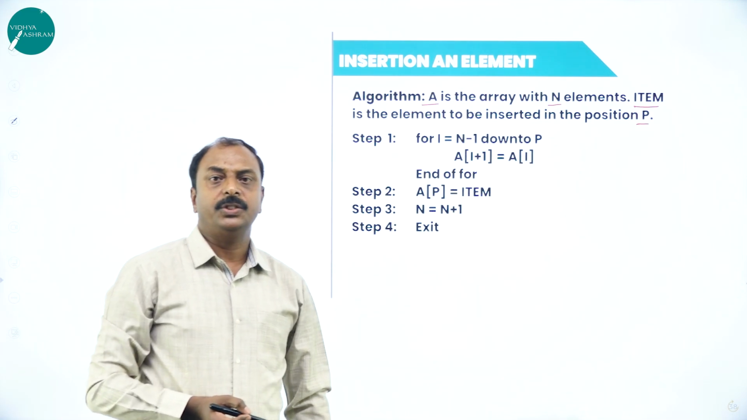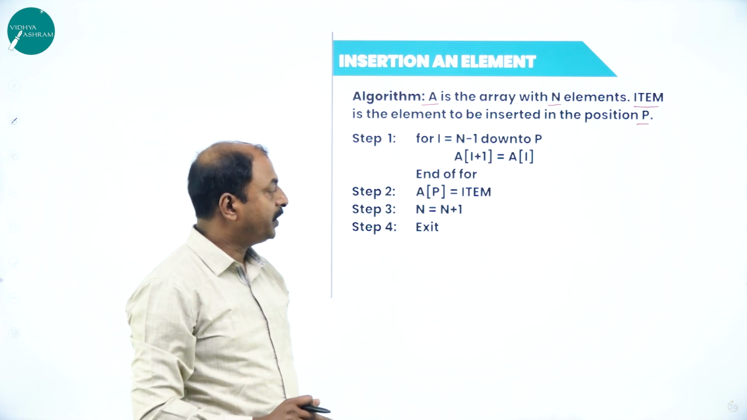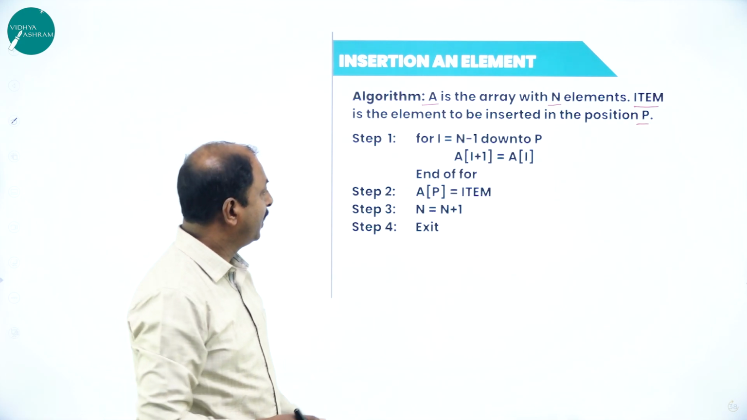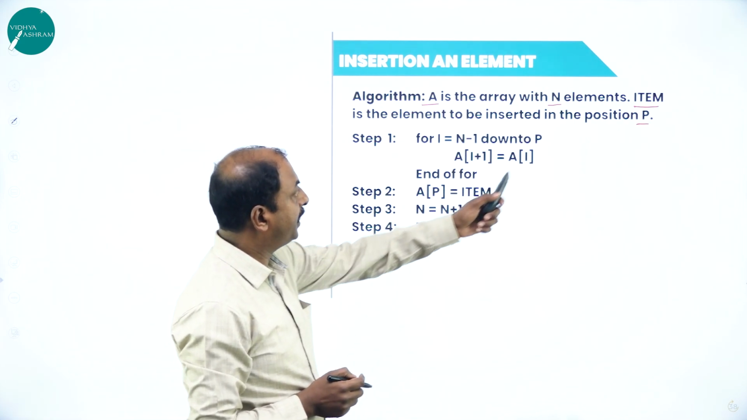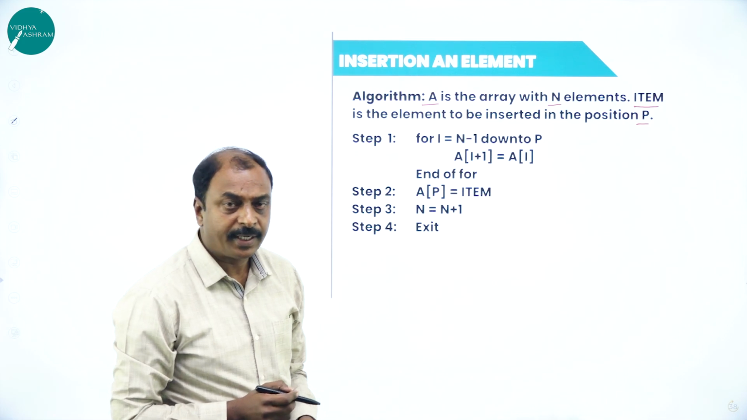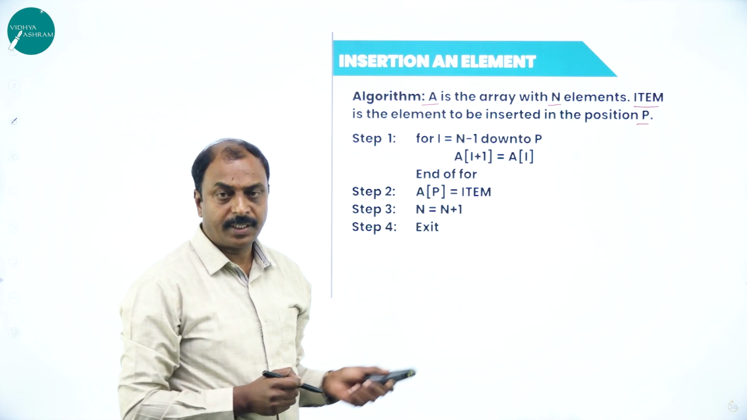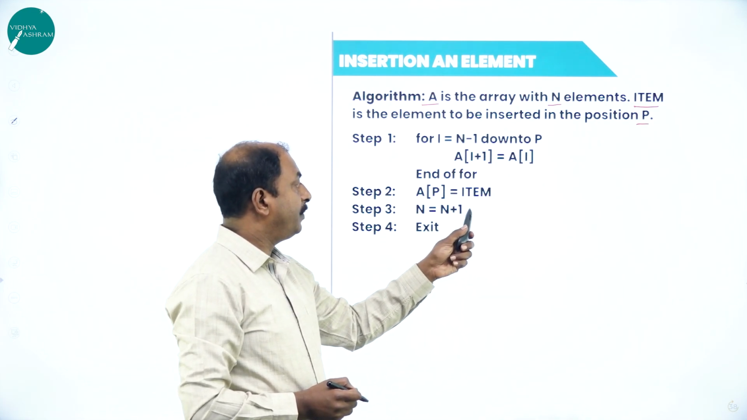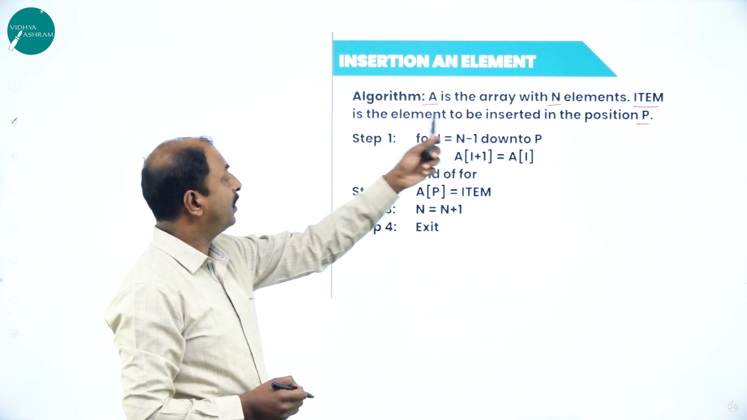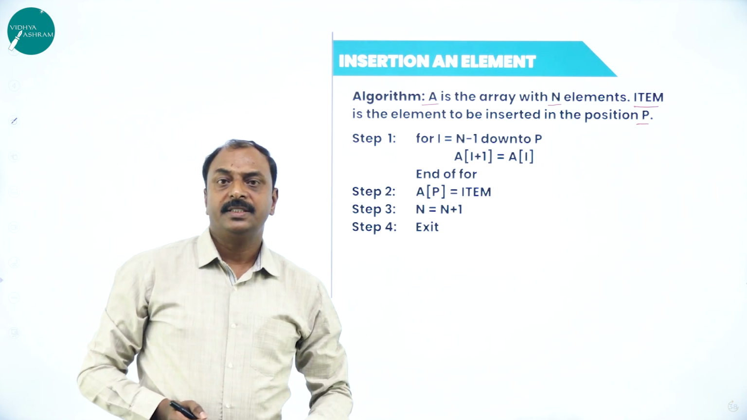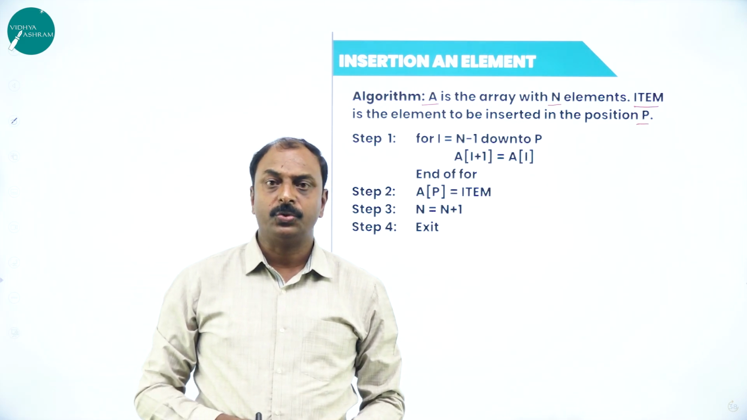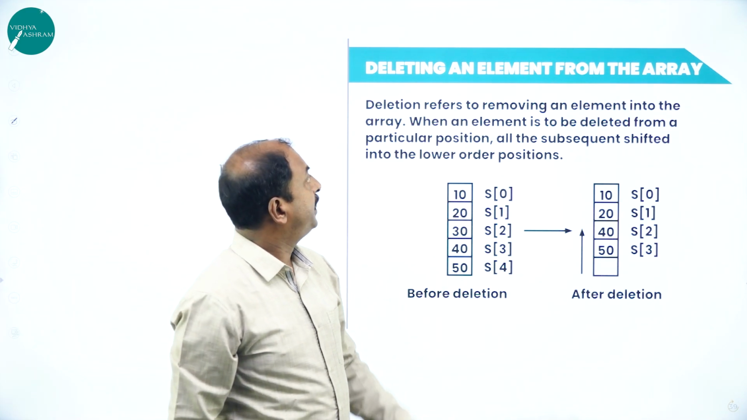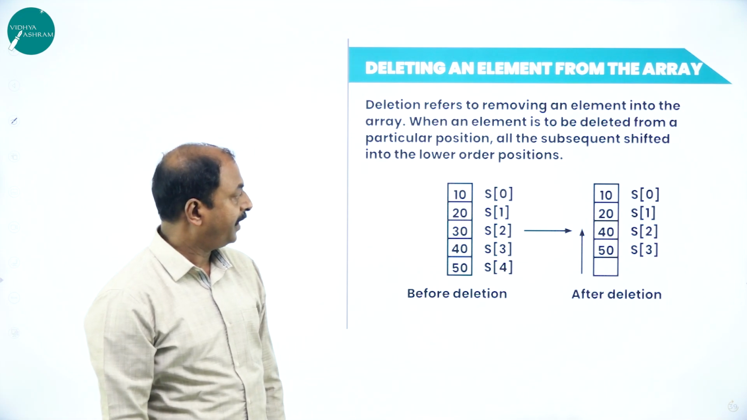Once the new data item is inserted, the size of the array will be incremented by 1. N was the size earlier, before inserting the new element, and after inserting a new data item into the array, the size will be n equals n plus 1. So this is the algorithm for inserting a new data item into an array. Now let us move on to the next operation, deleting an element from an array.